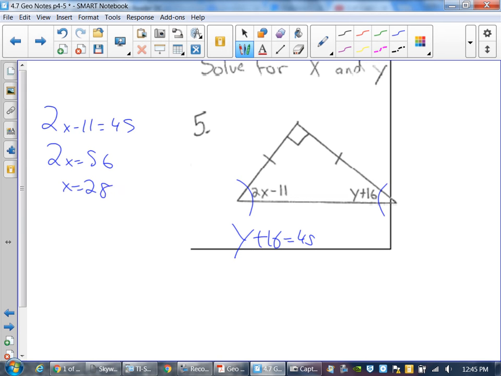We get 28 and 29. Again, it doesn't say solve for the angle. It just says solve for x and y. If you did solve for the angle, they should both equal 45. If they don't, you screwed up. It's another nice thing about triangles, that you know what the angles have to add up to. Okay?